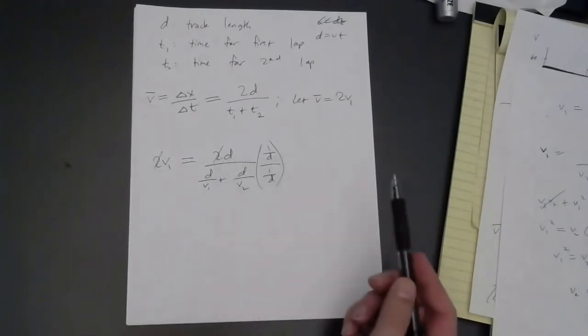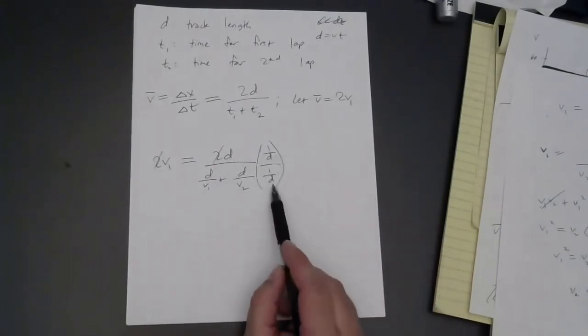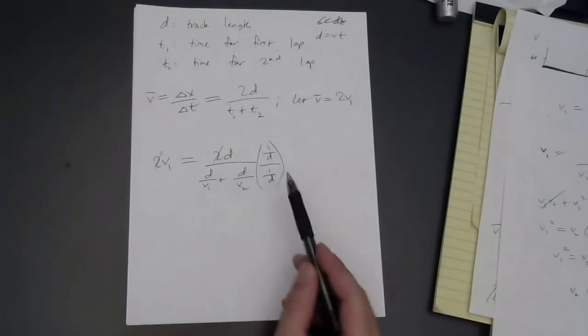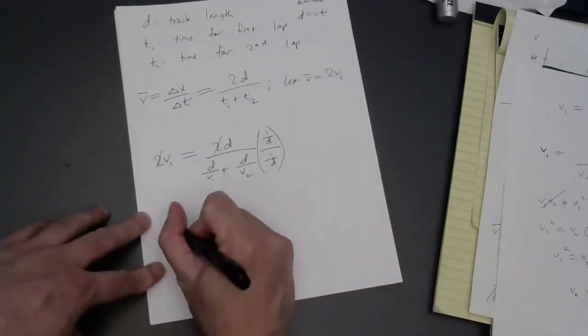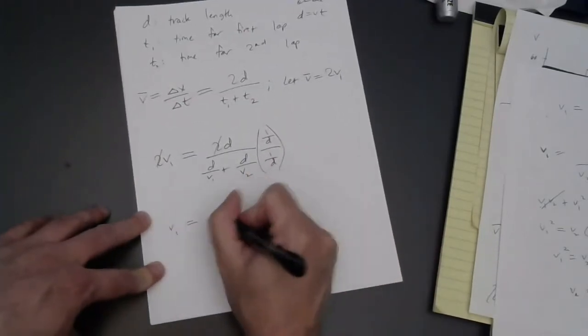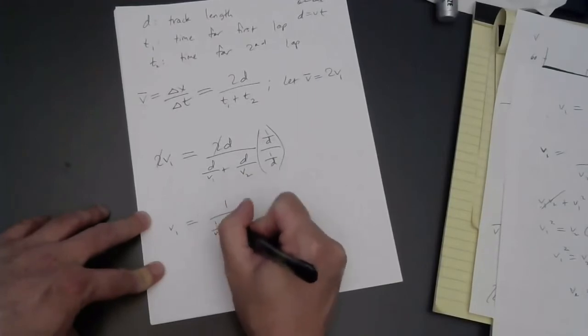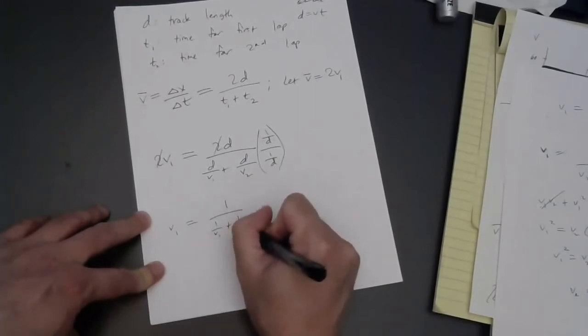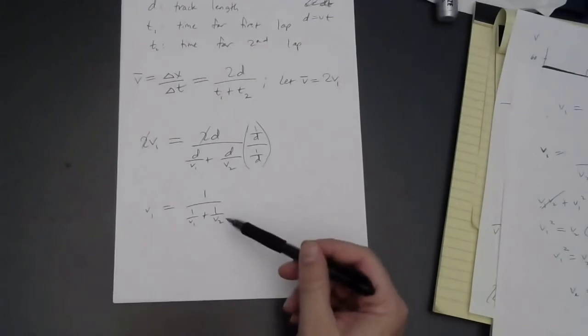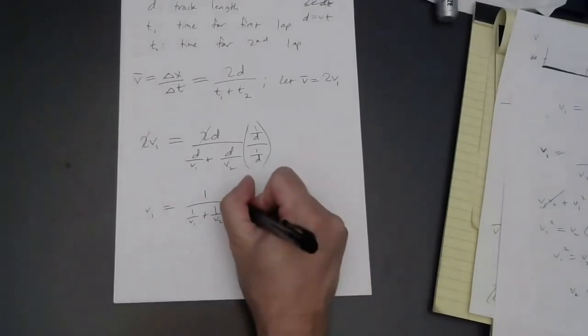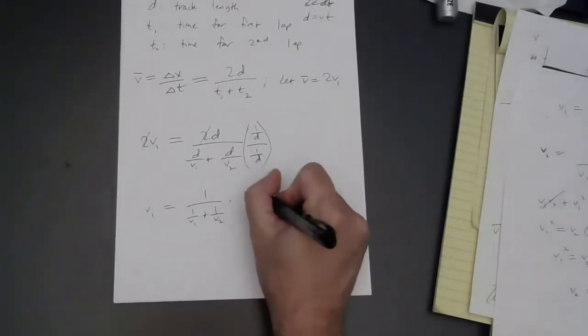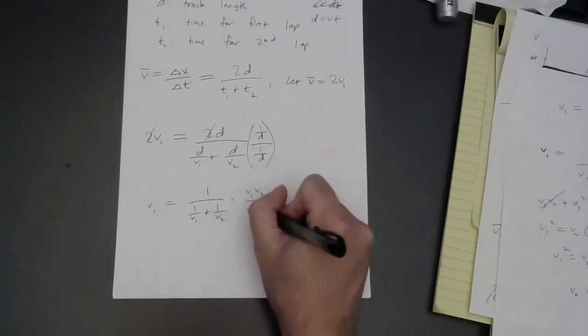So now the numerator becomes 1. When I distribute the 1 over D, each of these D's also goes away, and I'm left with V1 equals 1 over the reciprocal of V1 plus the reciprocal of V2. Again, we're trying to get at V2. So let's multiply on top and bottom by V1 over V2.